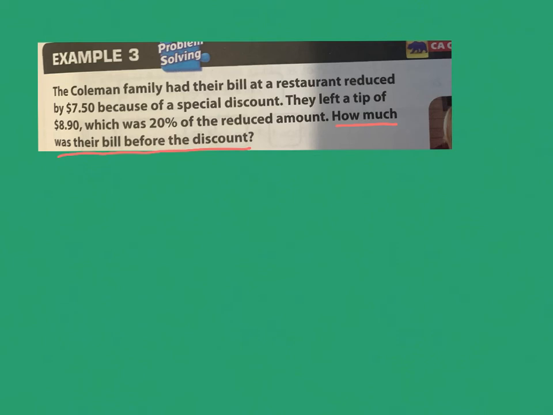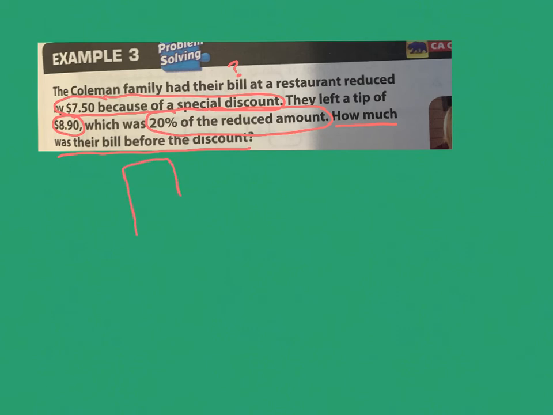Circle the information. They had a bill that we don't know how much it is, that was reduced by $7.50 because they had a special discount. The tip they left was $8.90. That was 20% of the reduced bill. Okay. Still not all the way sure what to do, but I can see what information I have.